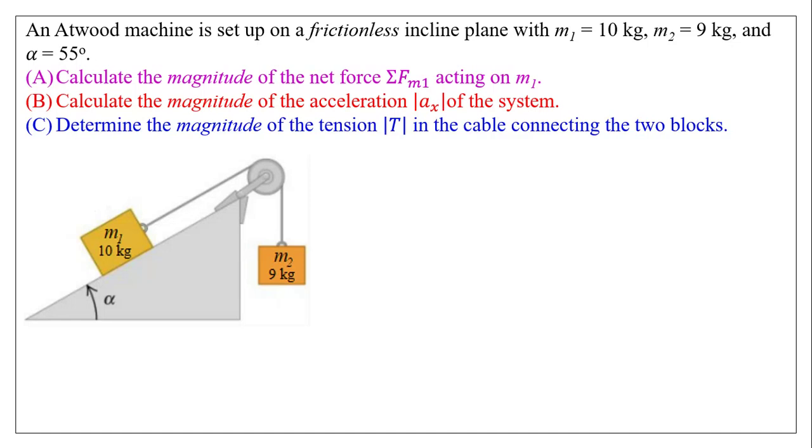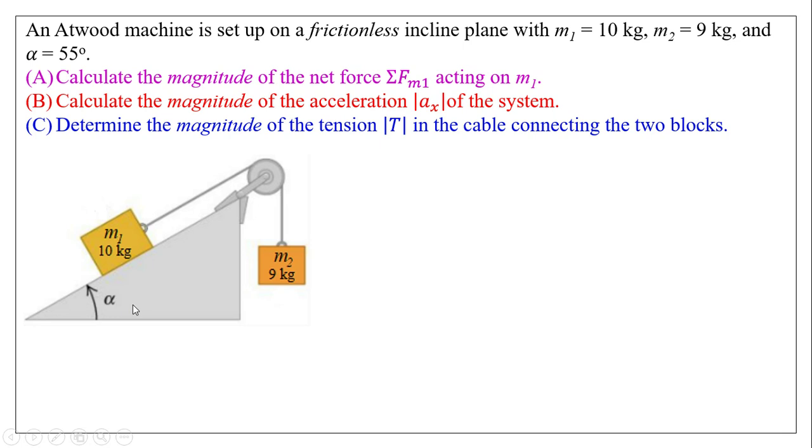All right, so in this particular incline problem with the pulley, or an Atwood machine, we have a system where there's an M1 of 10 kilograms that is resting on a frictionless surface, and then we have a hanging block of 9 kilograms to the right of the system.